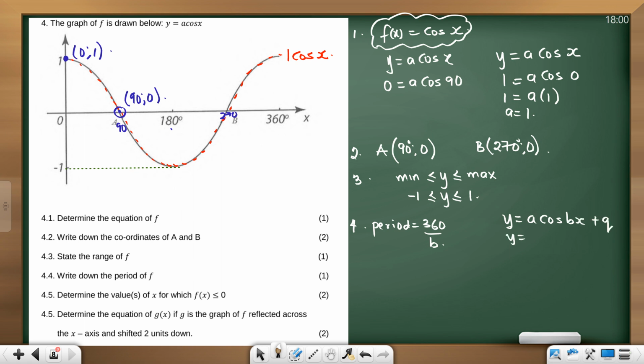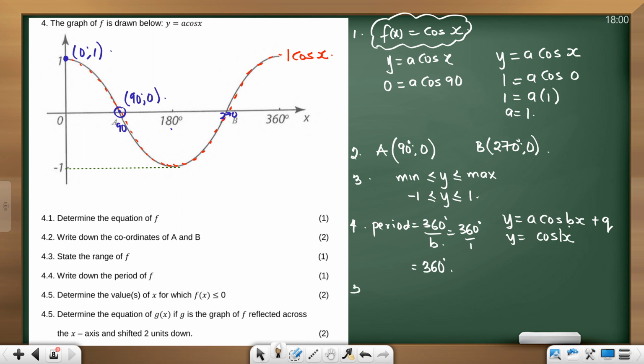So if I consider this, do you notice that my b, there's a 1 there, my b is 1. So I can just simply say 360 over 1. And what's my answer? 360. We're done. There is one graph. I did explain all of this when we were practicing and doing this.